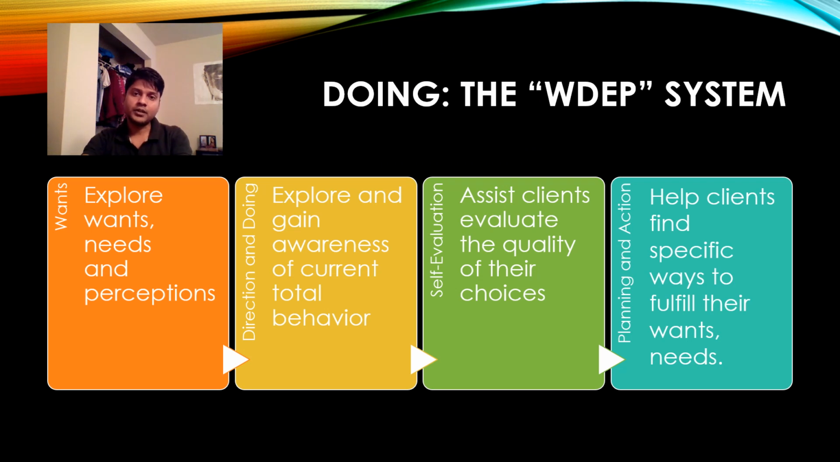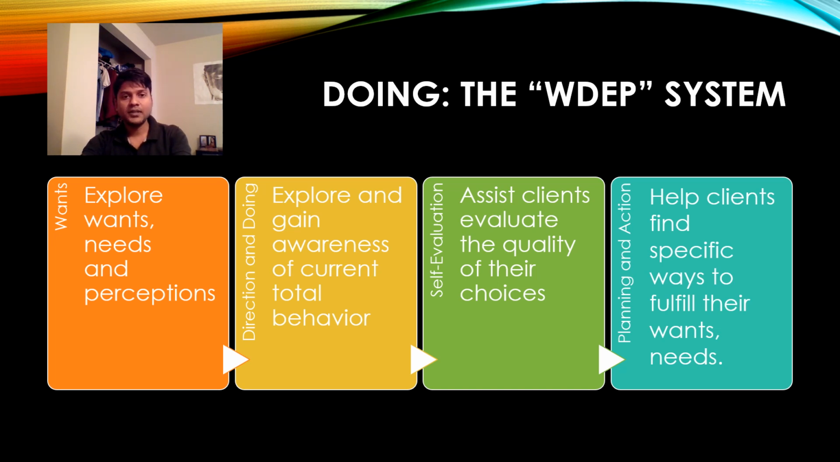Coming to the doing part of reality therapy, they have devised a system known as the WDEP system, where W stands for wants, D stands for direction and doing, E stands for self-evaluation, and P stands for planning and action. So in the first step, the counselor tries to explore the wants, needs, and perceptions of the client, to understand which needs are met, which needs are unmet, and what the quality world of the client looks like. So this is the first step.